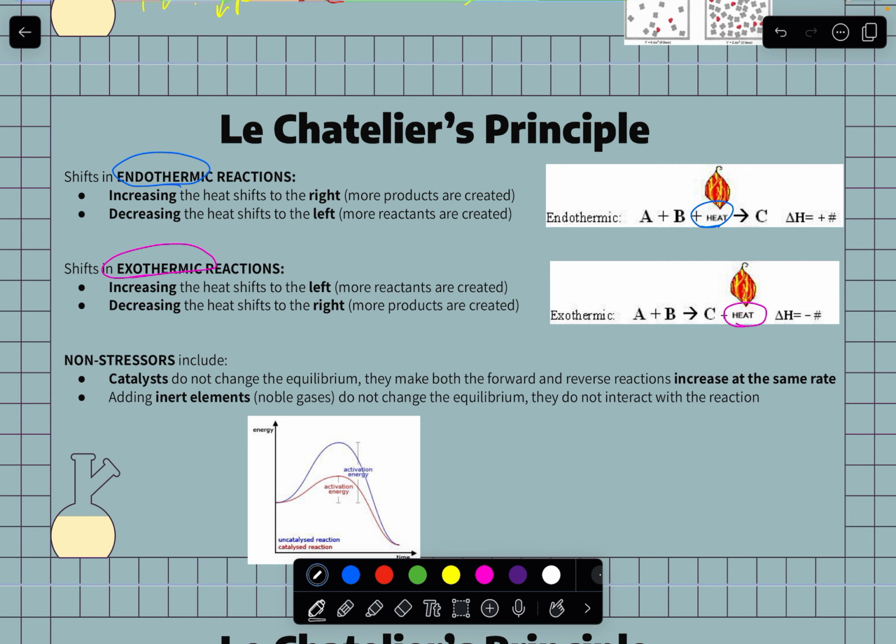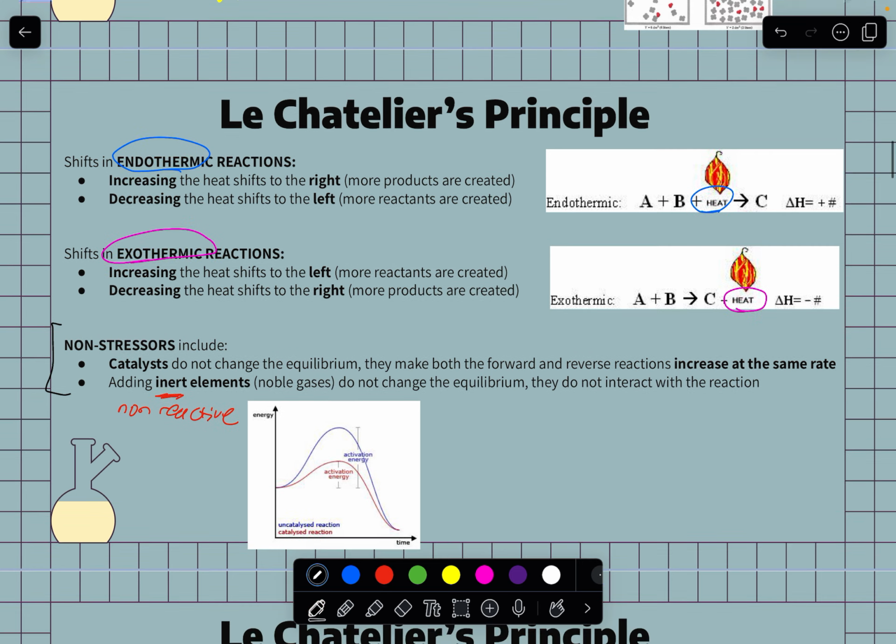All right, and then some non-stressors. Catalysts do not change equilibrium because we're not changing the rate, we're just changing the activation energy. And inert elements, so the noble gases: helium, neon, argon, krypton, etc. Those also do not change equilibrium because they don't react. They're noble gases. Inert means non-reactive. That's a good word to know. So if I throw some helium into a reaction, nothing's going to happen.